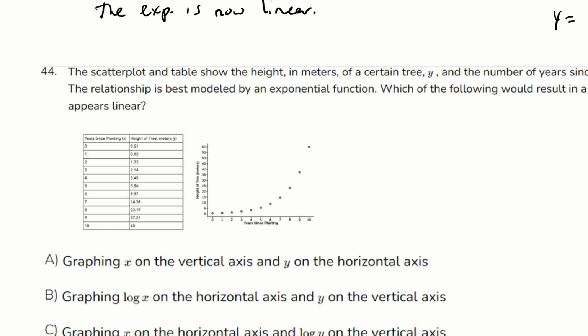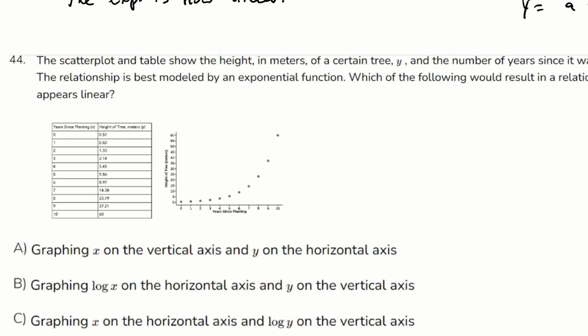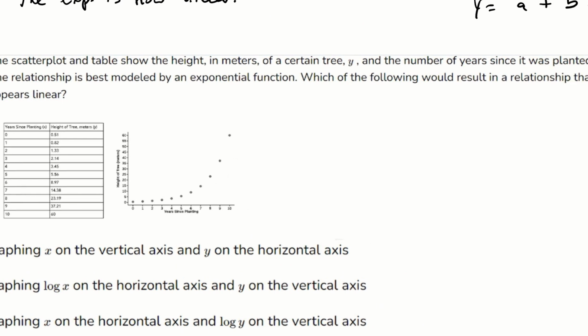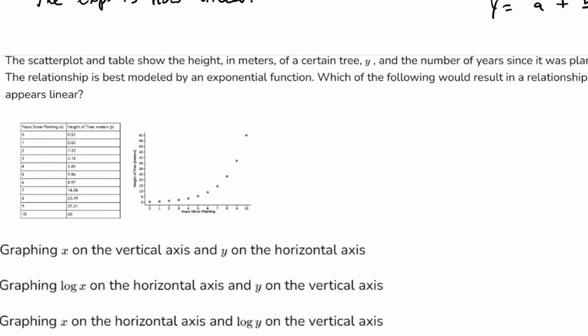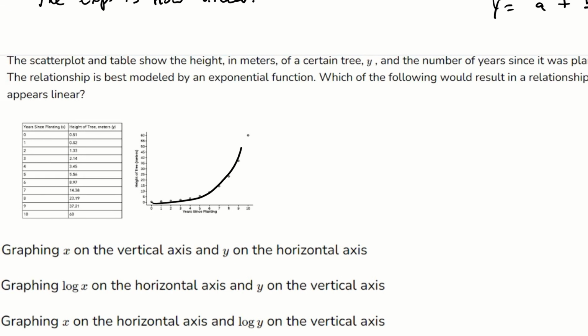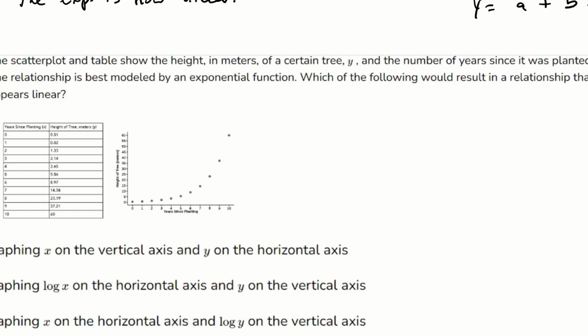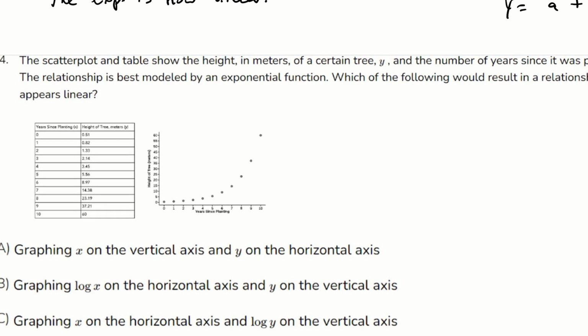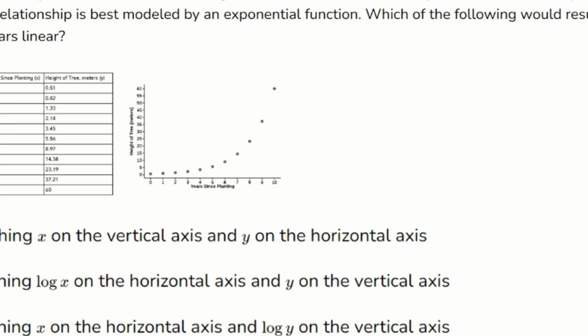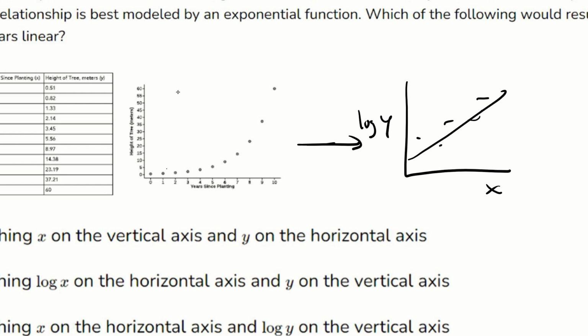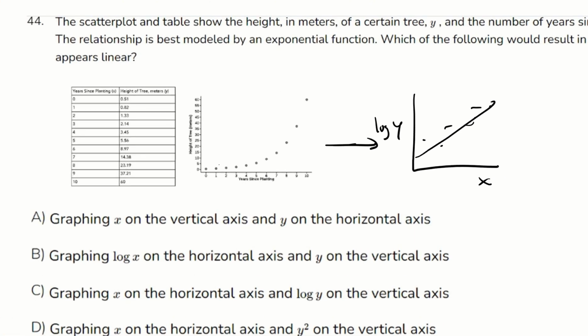All right, so number 44, the scatter plot and the table show the height in meters of a certain tree and the number of years since it was planted. The relationship is best modeled by an exponential function that looks exponential. Which of the following would result in a relationship that appears to be linear? All right, so if it's exponential, then that means we have to graph the log. If we transform it and do the log of y versus x, then that will appear to be linear. Okay, so that's what we want to do.